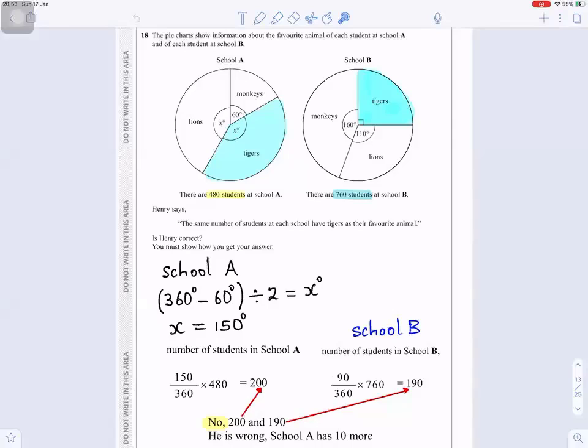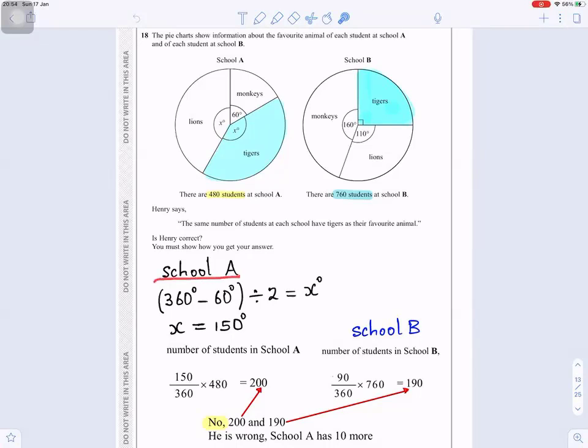Question number 18. The pie charts show information about the favorite animal of each student at school A and of each student at school B. There are 480 students at school A, and there are 760 students at school B. Henry says the same number of students at each school have tigers as their favorite animal. Is Henry correct? You must show how you get your answer.